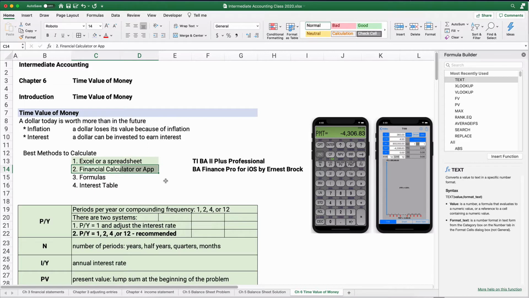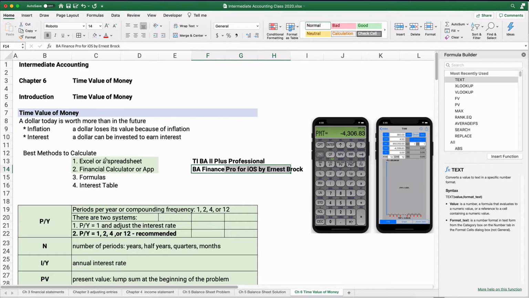The number one calculator is the BA II Plus, the Texas Instruments BA II Plus. There's a professional model, so that is an excellent calculator. Here is a picture of the BA Finance Pro. It's for iOS, but if you have Android or another mobile device, you can search for BA II Plus, and there'll be an emulator. This app, I believe it's $6 for iOS, lets you do calculations quicker.